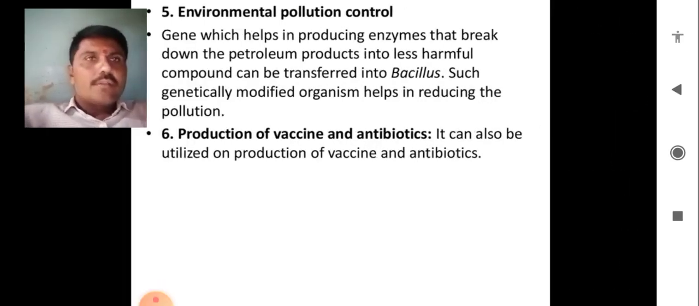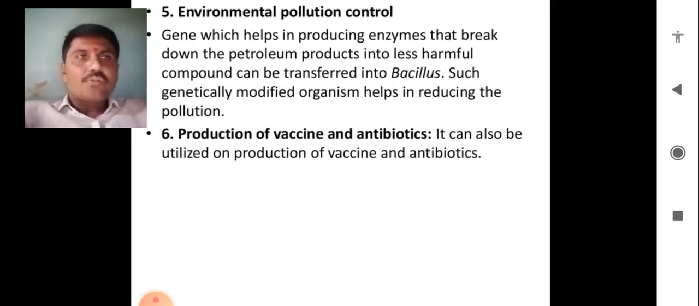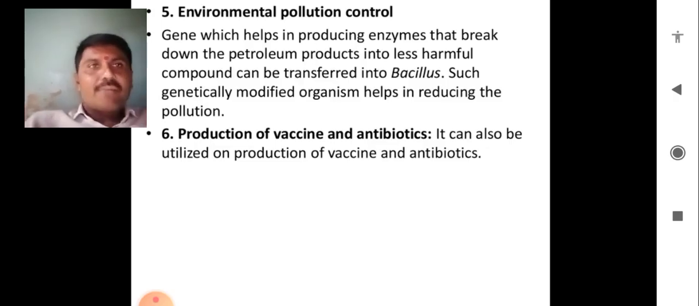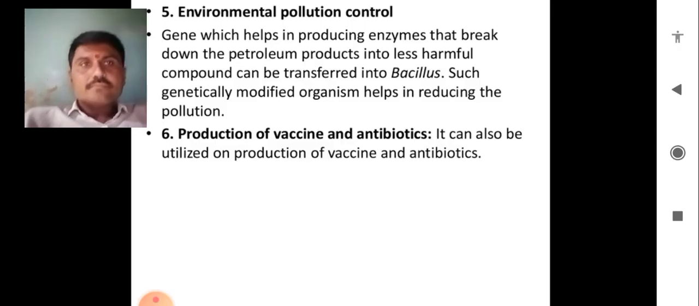Okay, this one is environmental pollution control: how one can control environmental pollution with the help of genetic engineering. A gene which helps in producing enzymes that break down petroleum products into less harmful compounds can be transferred into Bacillus. Such a genetically modified organism helps in reducing pollution.